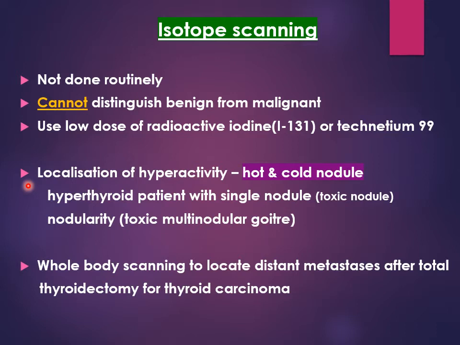Okay, hyperthyroid patient with single nodule: toxic nodule. Nodularity: toxic nodular goiter. Whole body scanning to locate the distant metastasis after total thyroidectomy, that is another indication of radioisotope scanning. After thyroidectomy for carcinoma, you do this whole body scanning to locate metastasis, especially bony metastasis.